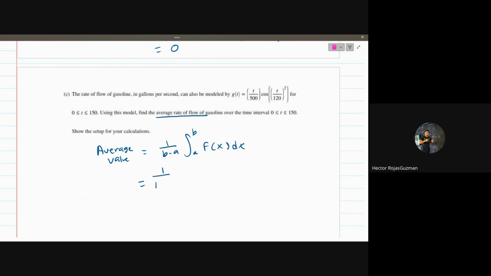So we have 1 over 150 minus 0 of the integral from 0 to 150 of t over 500 cosine of (t divided by 120) squared dt. And because we have a calculator, we can go ahead and plug this in, giving us the value 0.096 if we round. And that is it. We don't have to interpret the meaning of this.